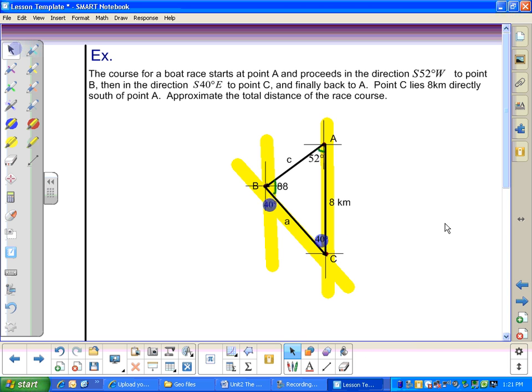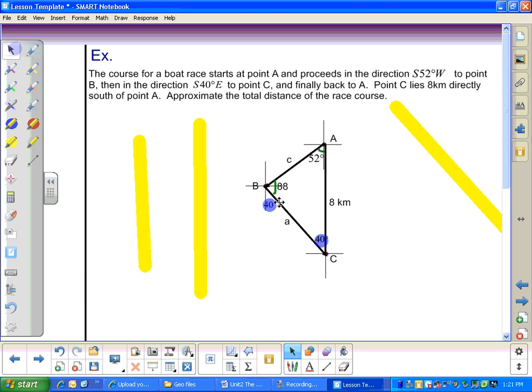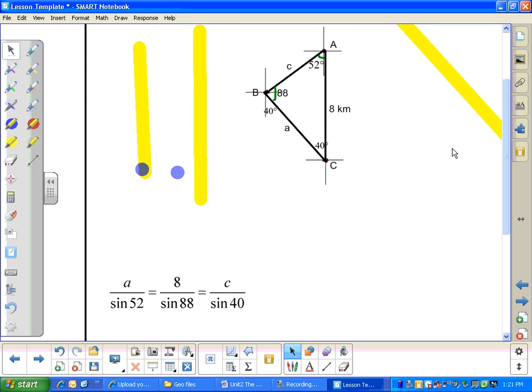You might want to take away some of these highlighting things and make the picture a little less crowded, I guess. So I'll take away all those things in there. So I got my triangle. I got one side. Now you could set up the law of sines, and you could say that side A over the sine of 52 would be equal to side B, 8, over the sine of 88, and that would be equal to side C over the sine of 40. And then, of course, you just take one ratio or one proportion at a time. So first I might solve for side A, then I might solve for side C, then I'd add them all up, and then I'd have the total distance of the race course.